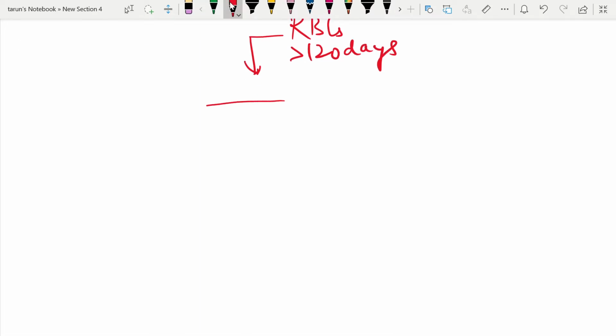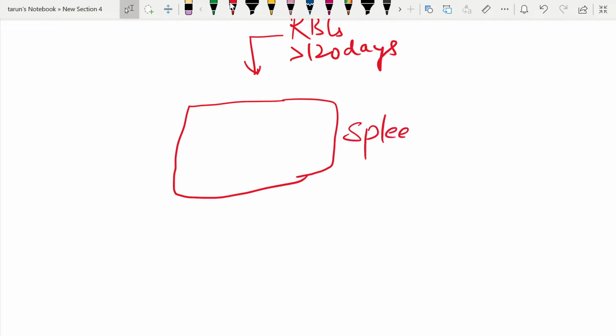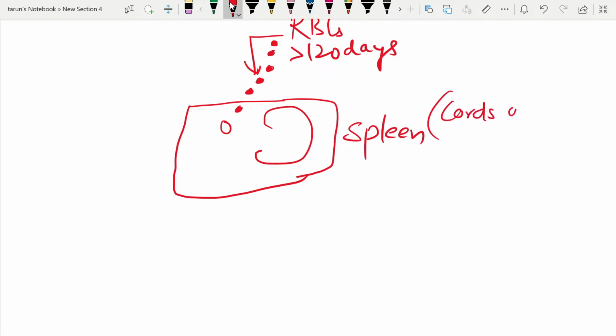This is the spleen I am drawing. In the spleen, there are special cells that engulf these RBCs. For example, these are the RBCs. They move in the circulation, and when they become old, they are captured by the spleen in the cords of Billroth. I will show the cords of Billroth.